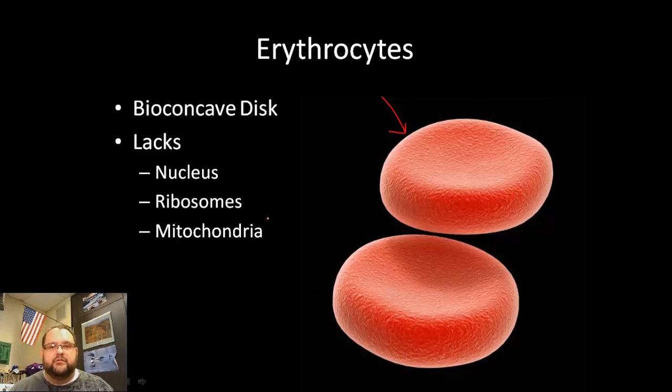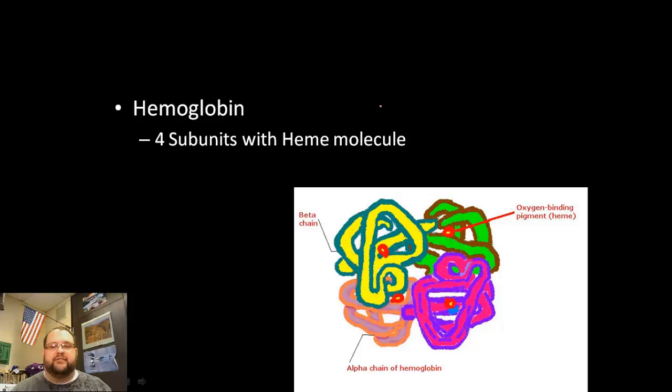So they lack a lot of stuff, but that leaves a lot of room for them to have this molecule in them called hemoglobin. So they want to pack their bodies full of hemoglobin. And hemoglobin is this interesting molecule down here. It has 4 subunits, so we can count them here, and they made them different colors for us. So there's a yellow, green, purple, and I guess purple-orange. And these are different. There's beta chains and there's alpha chains.